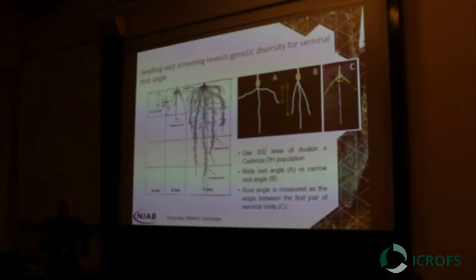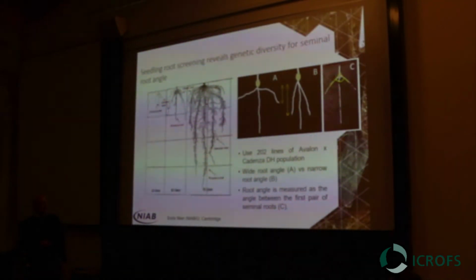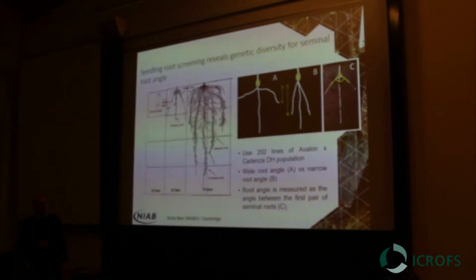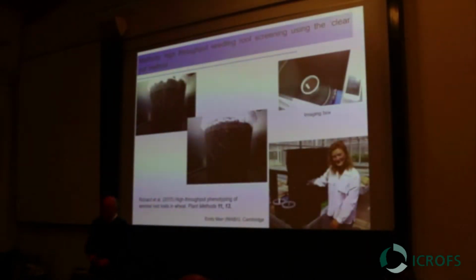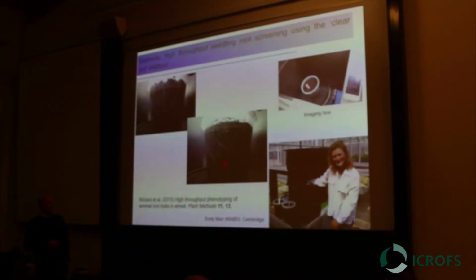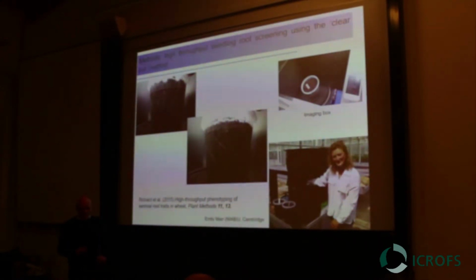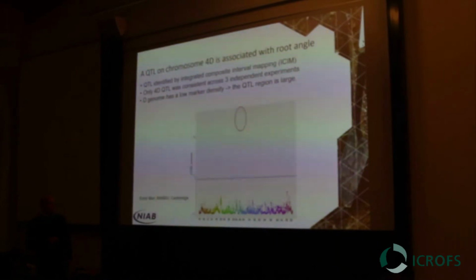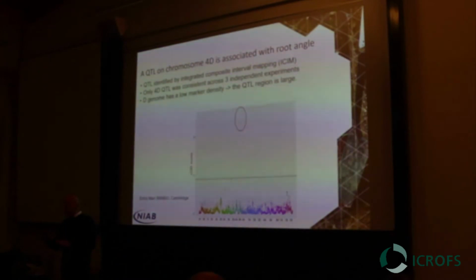So the first one that Roberto already introduced is seminal root angle, very easy to screen, and you've got, in this particular case, our student working on a double haploid mapping population of parental lines that contrast for root angle in winter wheat. And she's used this clear pot method, just a pretty high throughput method of imaging the roots in this clear pot and then deriving the root angle. And she managed to find a QTL on 4D. It's the only QTL that was actually consistent across 3 sets of experiments. Lots of QTLs, or several QTLs, were uncovered in each individual experiment, but there was only this one in our hands that was consistent.